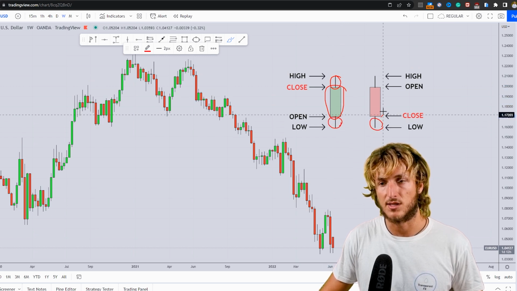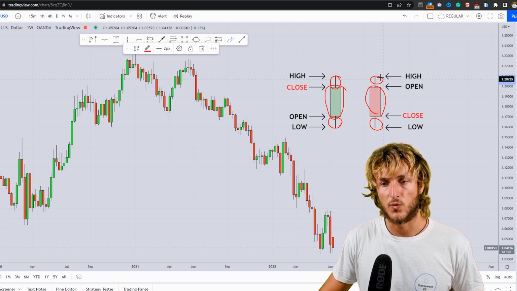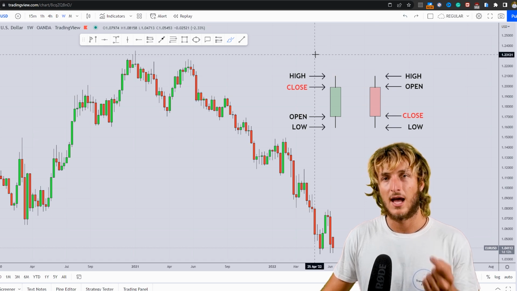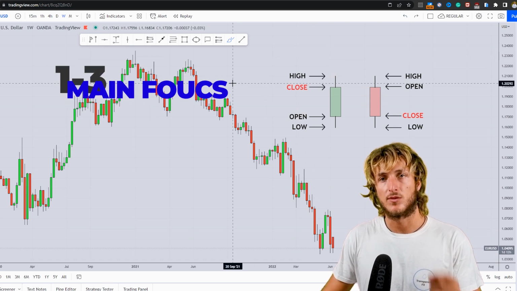This is the wick, this is the body of the candle, and this is the wick. You must know these things, okay? These are the basics of candlestick charts. However, which is the most important thing?